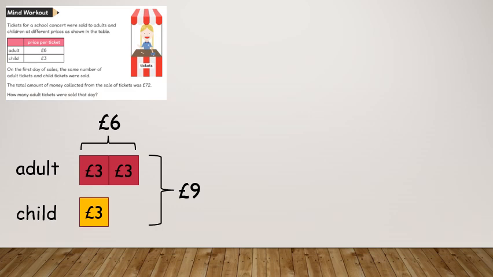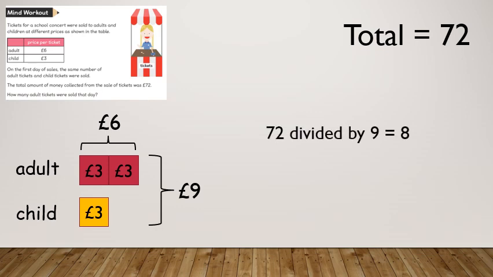Are we any closer to working out what the answer might be? Is there any pattern or any correlation that you might be able to see between our £9 and our total of £72? I think some of you might have just had a think, and the answer is that for every ticket that's sold it costs £9. If we were to divide 72 divided by 9, that would give us a total of 8. Now that means that 8 tickets were sold.